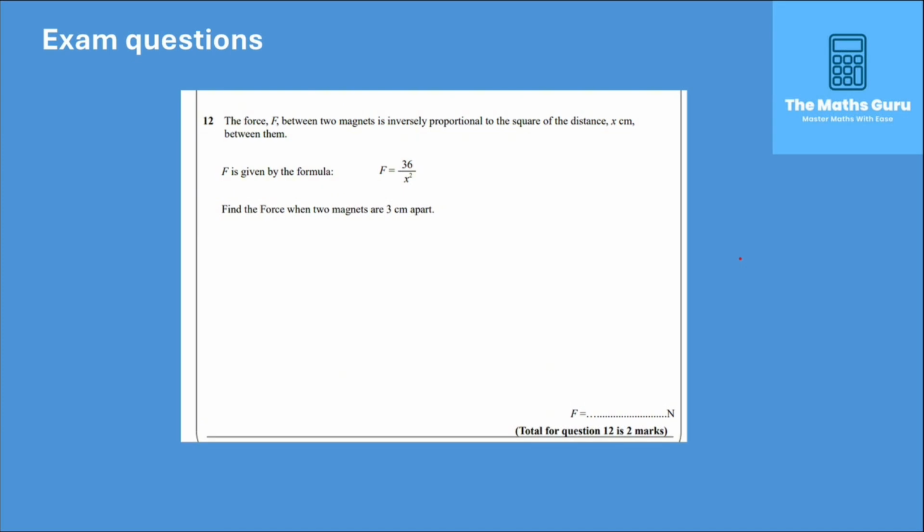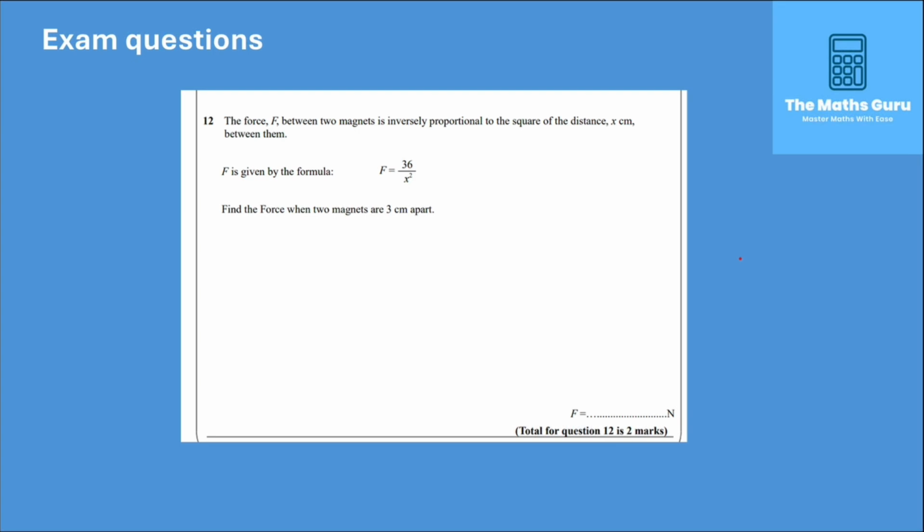Moving on to the next question, the force between two magnets is inversely proportional to the square of the distance between them. F is given by the formula F is equal to 36 over x squared. Find the force of the magnets when they are 3 centimeters apart.